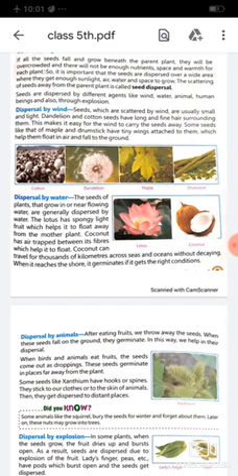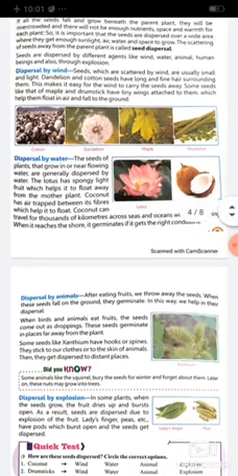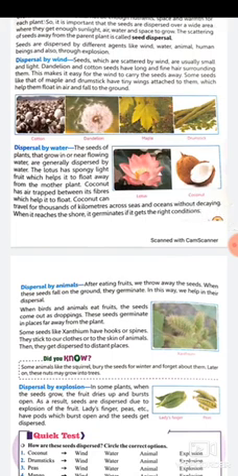Seeds which are scattered by wind are usually small and light. Dandelion and cotton seeds have long and fine hairs surrounding them. This makes it easy for the wind to carry the seeds away. Some seeds, like those of maple and drumstick, have tiny wings attached to them, which help them float in air and fall to the ground. Okay. Number 2, dispersal by water.